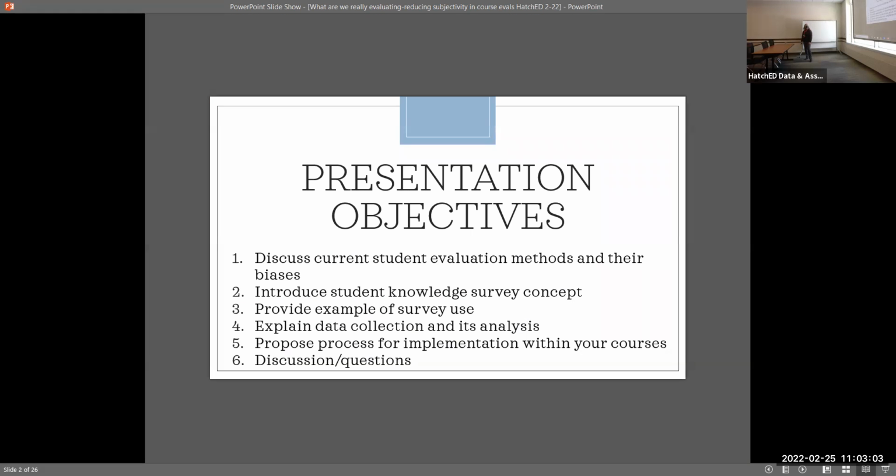So my objectives for this presentation are to discuss a little bit about our current evaluation methods and of course some of the biases that can come with those, introduce the idea of a student knowledge survey as an alternative, and then provide some examples of how I use the survey in my own courses in hopes that it might lead you to your own ideas on that. I'd like to also talk a little bit about the data collection process, analysis, and sort of how I implemented this within my courses, and then propose a process for implementing this within your courses, and then take discussion and questions.